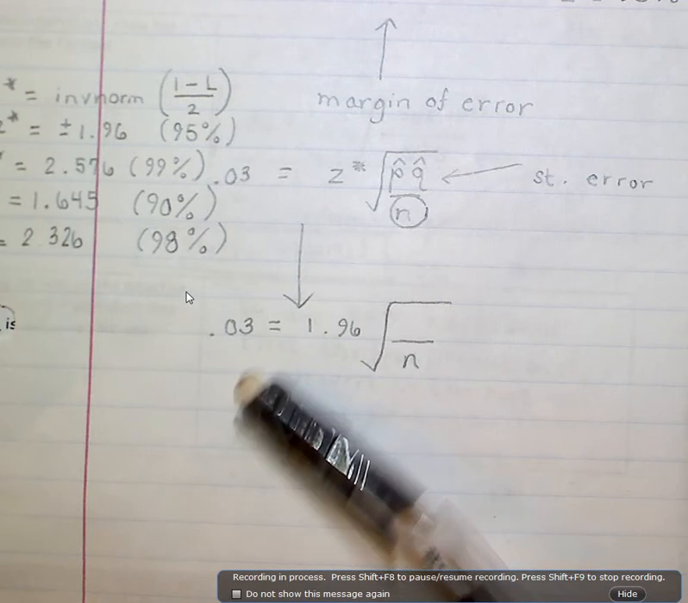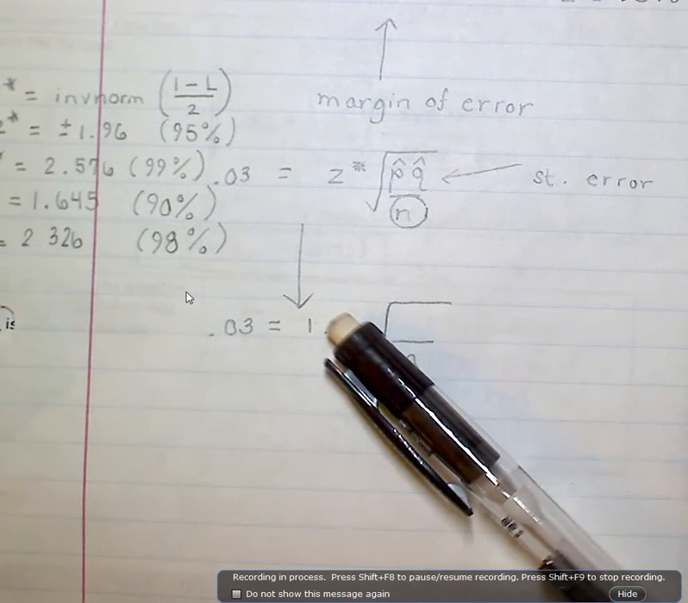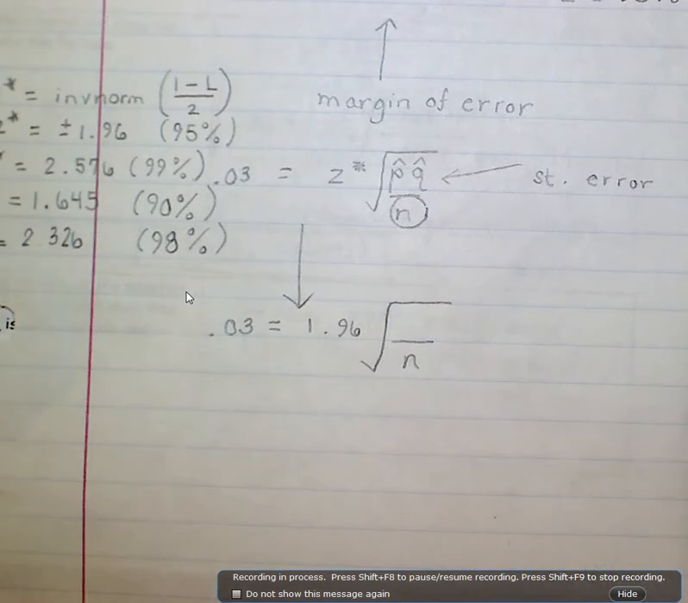Tell me, what do you know first about your p-hat and q-hat? What do they always add up to? Okay. What p-hat, q-hat do you think we might want to use here to ensure that regardless of what p-hat I actually get, this margin of error won't be more than 0.03? Any ideas?